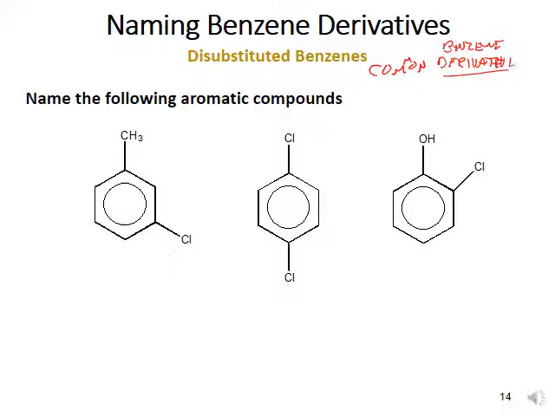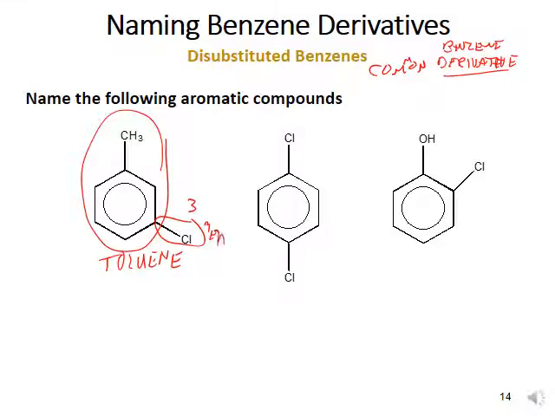Derivative. Okay. I'm hoping you're looking and you say, oh, I know what that is. That's toluene. And since this is in the 3 position, or the meta position, we can call this 3-chlorotoluene, or m or meta-chlorotoluene. Not too bad, pretty simple.